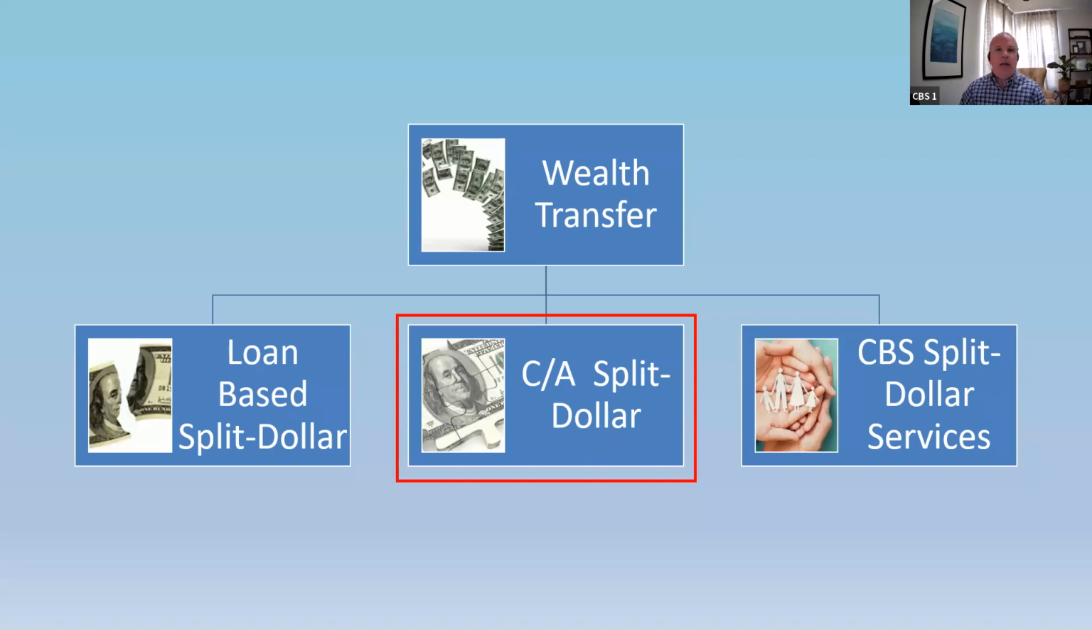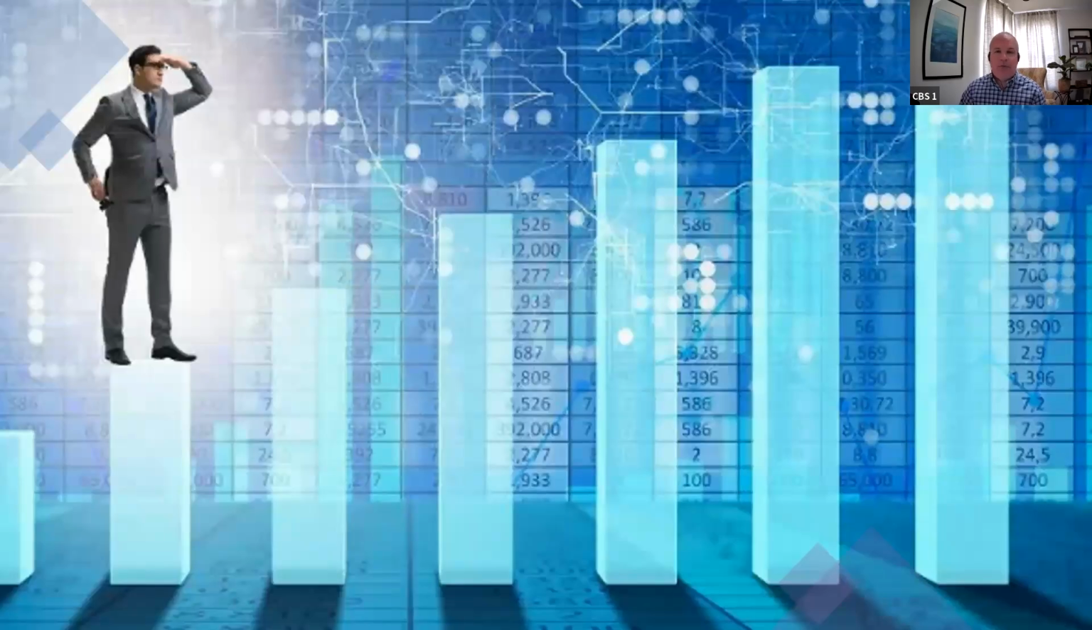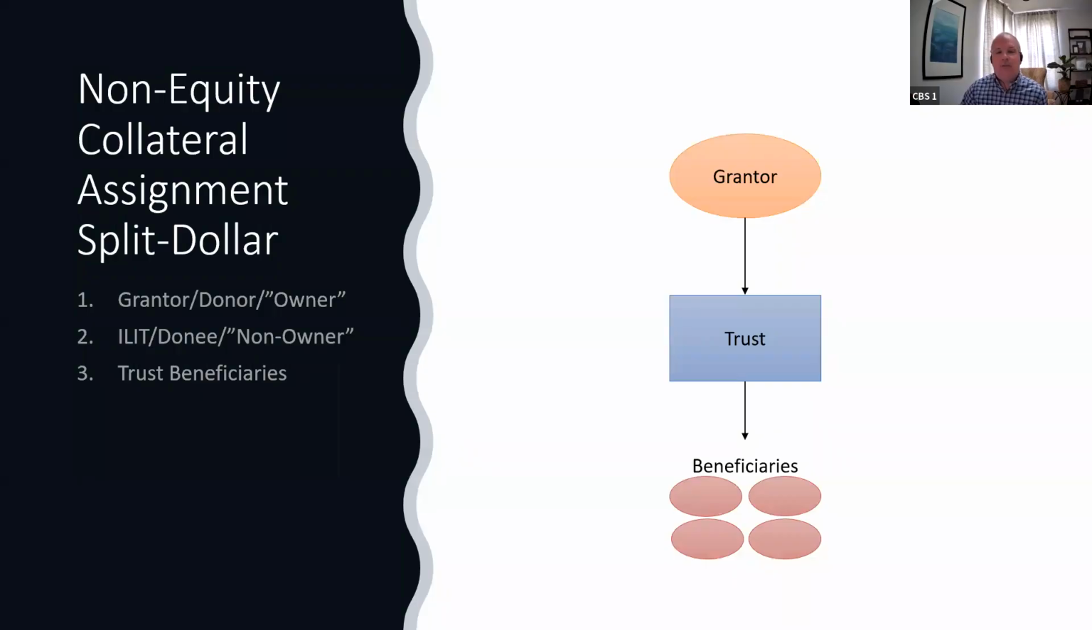Now, like I said, we've been using loan regime for a long time because of the transfer tax costs, right? The interest rates are so low that it has just made sense. But with the interest rates on the rise and the future looking like we're in a rising interest rate environment, it may come that we switch back to using non-equity collateral assignment like we were in the late 2000s. So let's get into the transaction, see what it looks like.